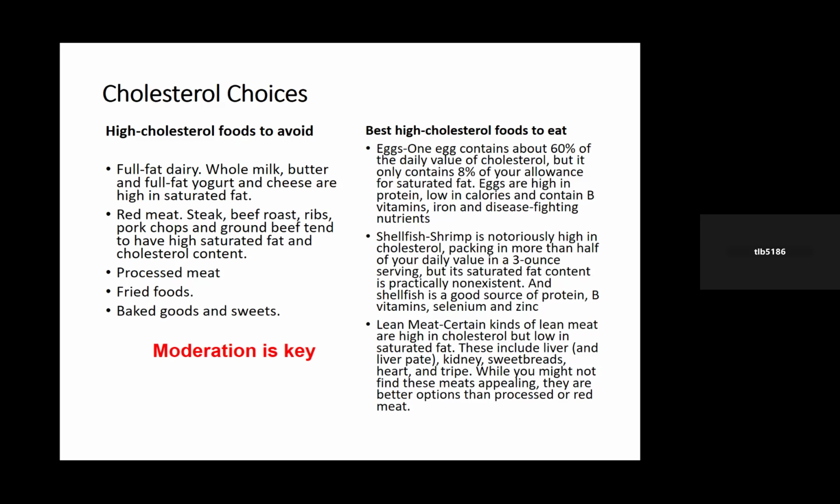Red meats, we want to avoid large amounts of red meats like steak, roast, ribs, pork chops, fatty ground beef. They're high in saturated fats. We want to avoid processed meats like bologna and hot dogs, spam, things of that nature, fried foods, and yes, baked goods. Those foods that are high in cholesterol but are still healthy are going to be eggs. For a diabetic, for every 2 eggs, you should have 1 yolk.